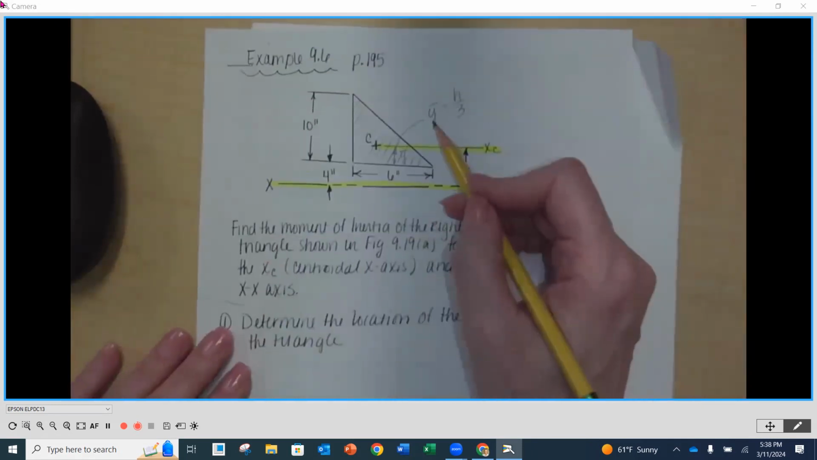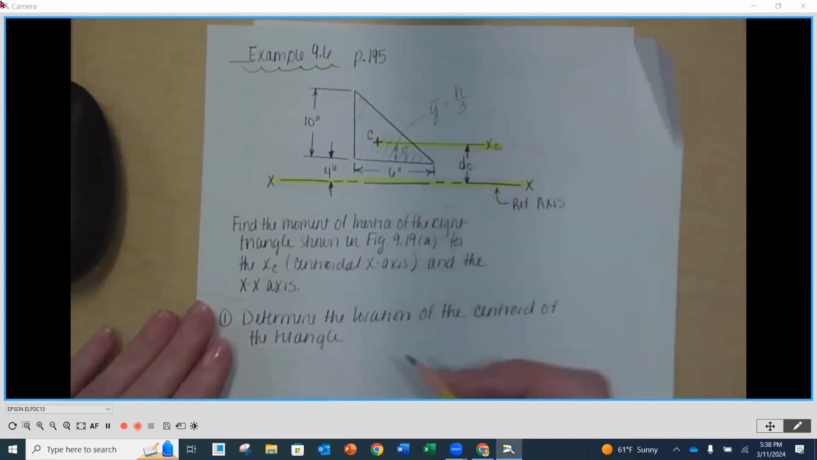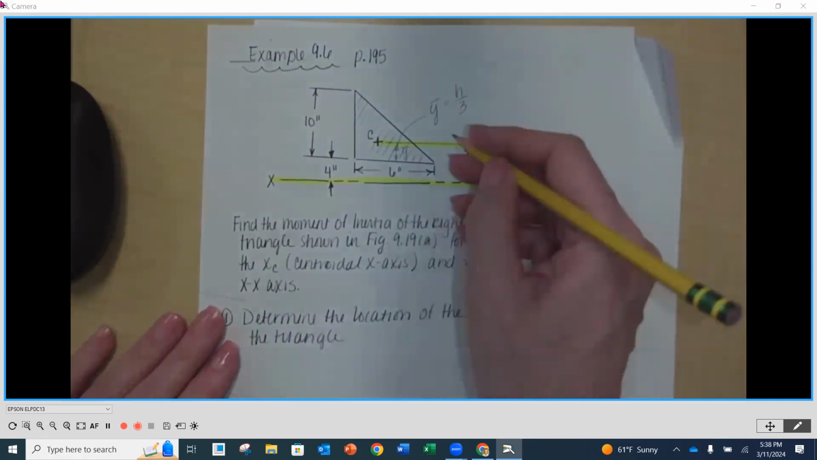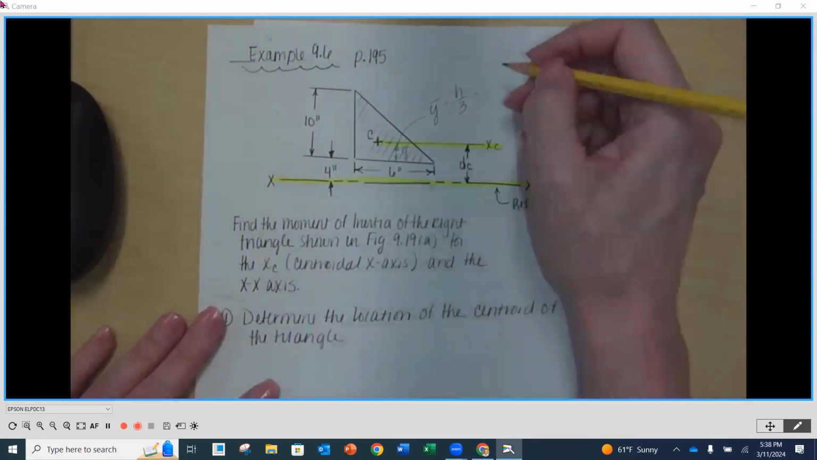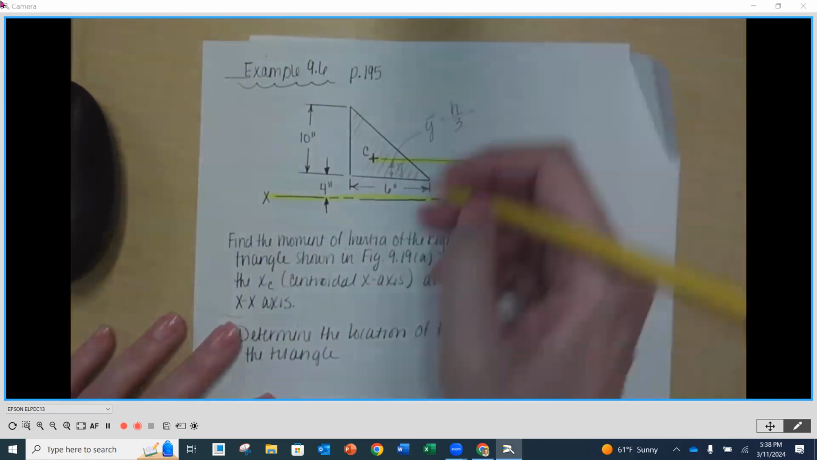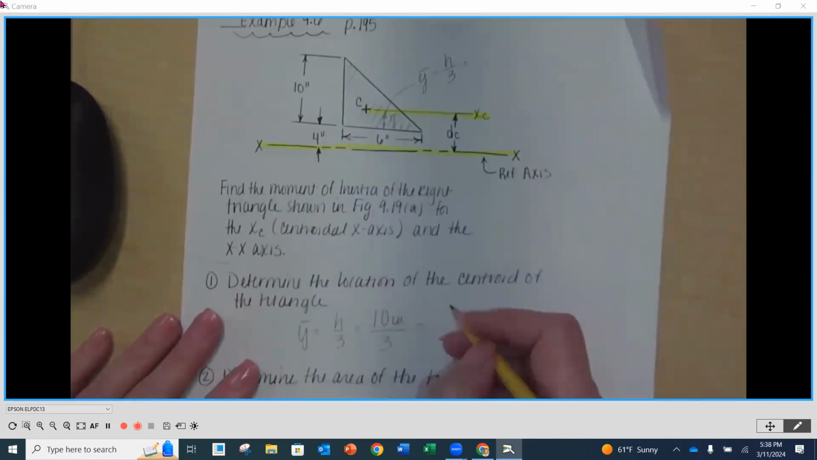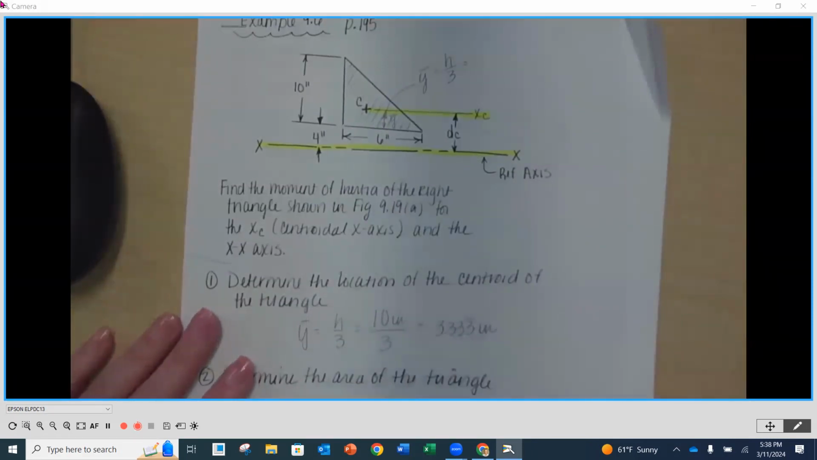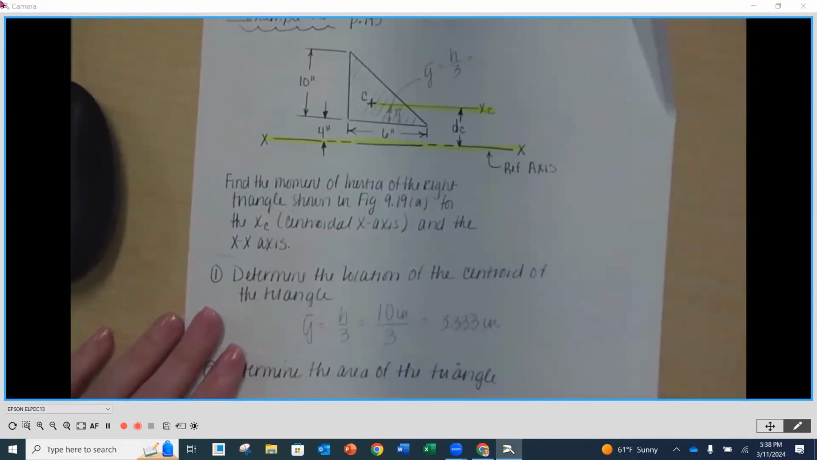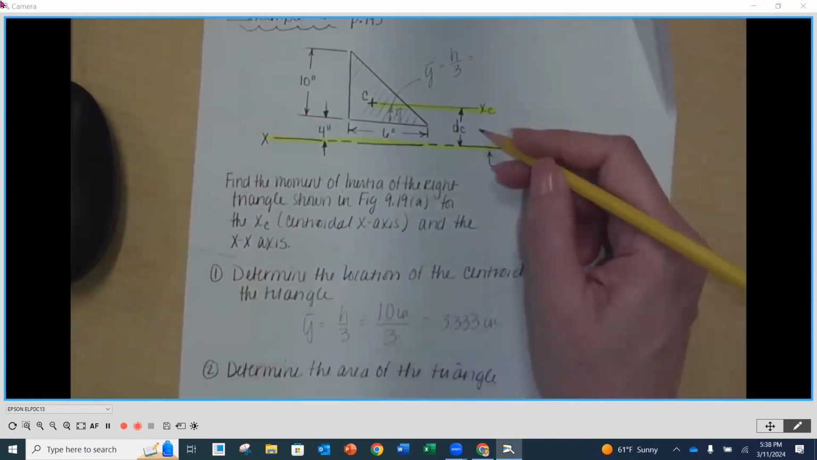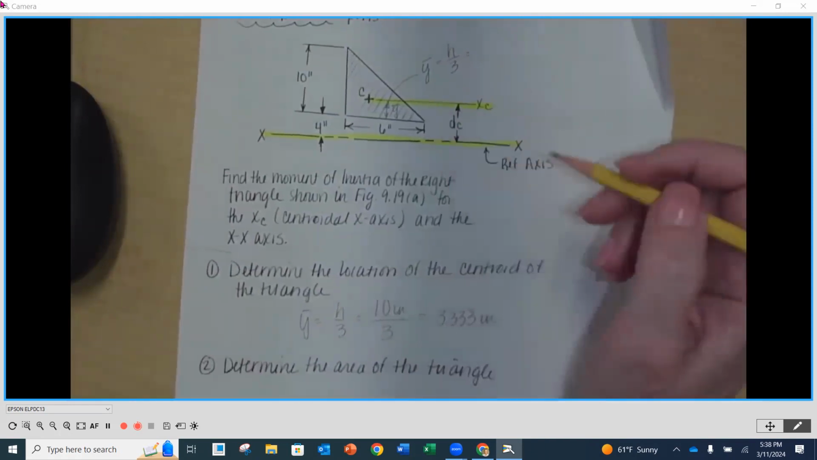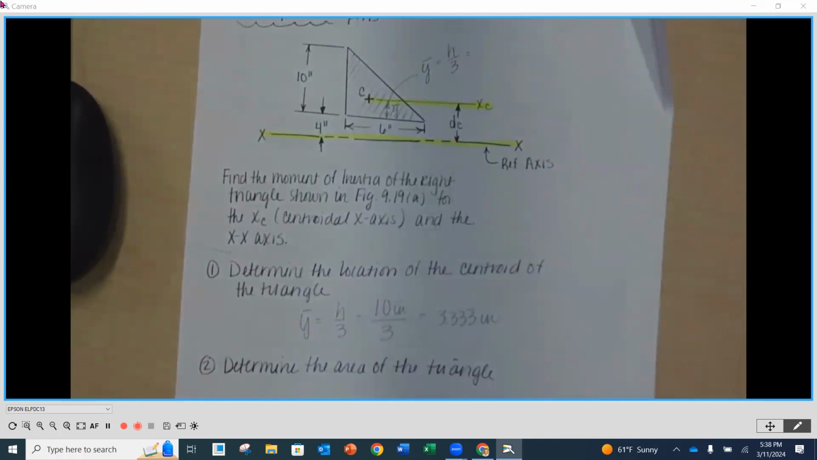I don't expect you to know these off the top of your head. So if y is equal to h divided by 3, our distance is going to be 10 inches divided by 3, which is 3.333 repeating inches. We'll do D in a little bit, so you can wait on D. So our y bar is 3.333 inches.